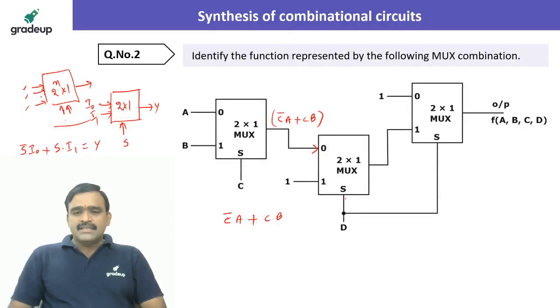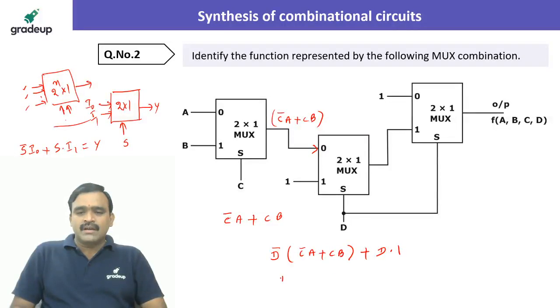Now for this the selection line is D. Whenever D is 0, output is equal to the first input. What is the first input? C bar A plus CB. So when D is 0, that is nothing but D bar, so D bar of C bar A plus CB. Plus when D is 1, output is equal to 1. So D dot 1 is D. So we can call this D bar C bar A plus D bar CB plus D. So this is the output here.